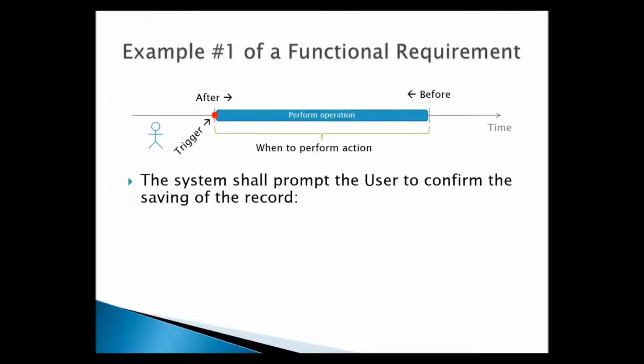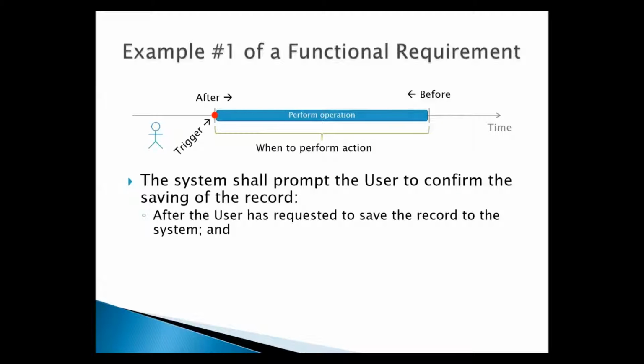The first line is the operation the system is to perform. You can see the operation starts with "the system shall," indicating the system is to perform this operation. In this example, the operation the system is performing is to prompt the user to confirm the saving of the record.